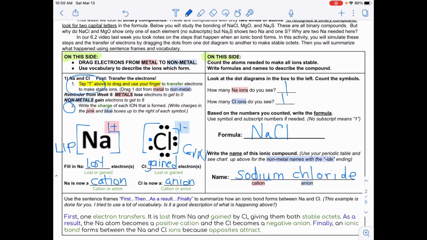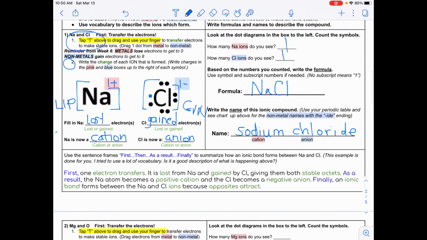Now, we're going to summarize this. We're going to use sentence frames: first, then, as a result, finally. You can use more if you need more to tell the story, but you're going to summarize how an ionic bond forms between Na and Cl. Now this example is done for you, and I tried to use a lot of vocabulary. Do you think it's a good description of what's happening above? I'll read it.